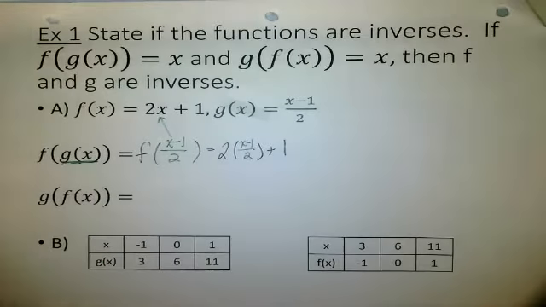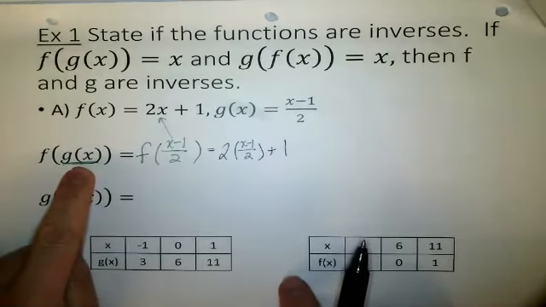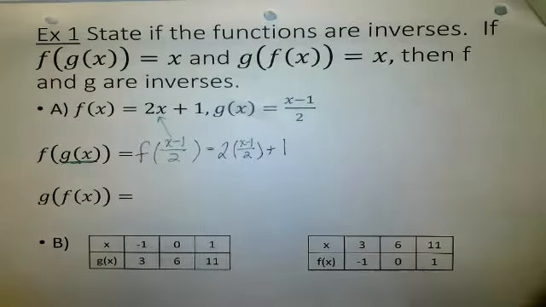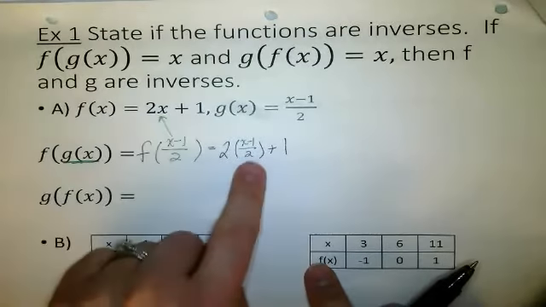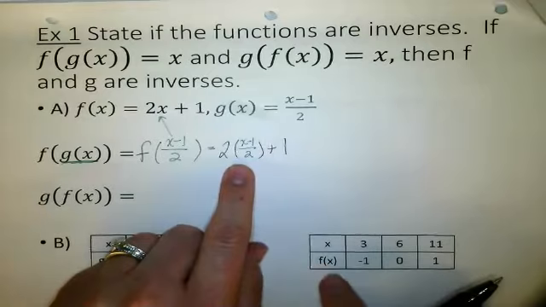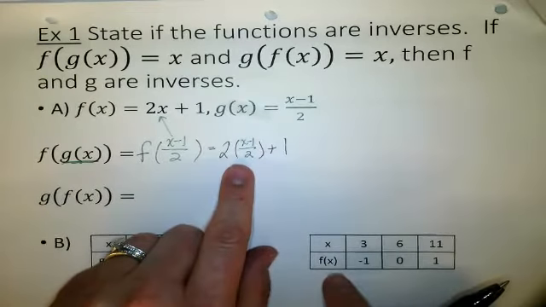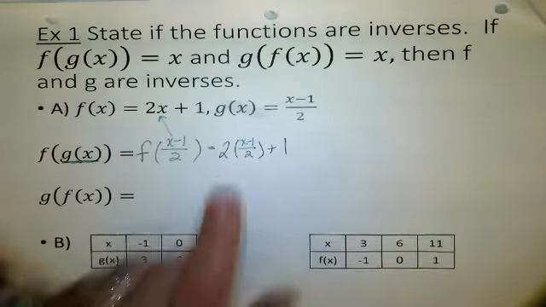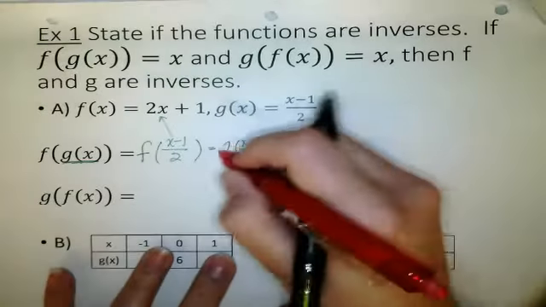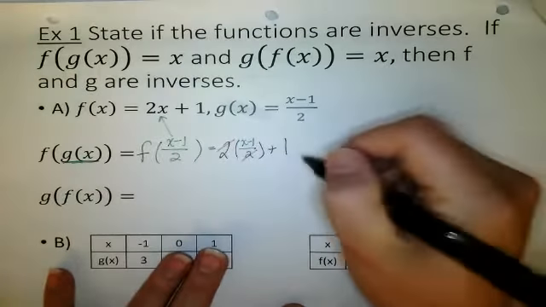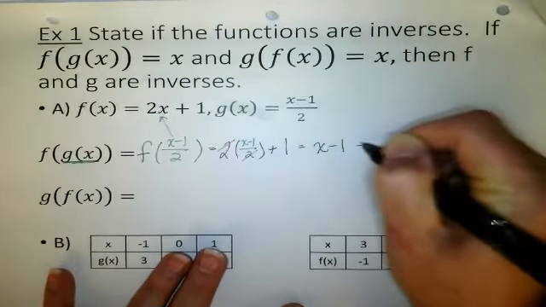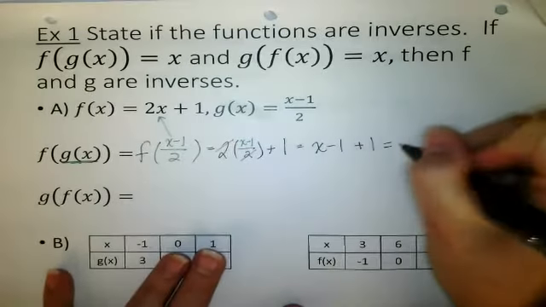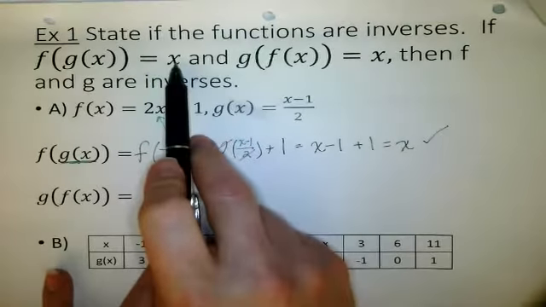Are you with me so far? We took this green stuff and put it in place of x. We replaced the x. How do we clean this up now? We can distribute, or since the times 2 and divide by 2 cancel out, you can just reduce them. That's nice. So then we're left with x minus 1 plus 1. So it just equals x. That's a great thing. We wanted it to equal x.